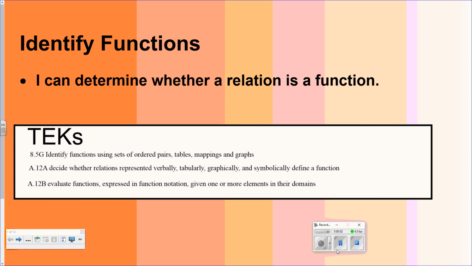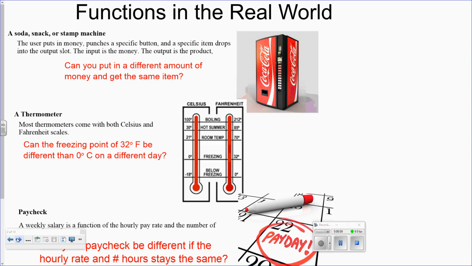In this lesson, we're going to talk about identifying functions. By the end of this lesson, you should be able to determine whether a relation is a function. The idea of functions we touched upon in the last video, but a function is when an input gets you a specific output each time.